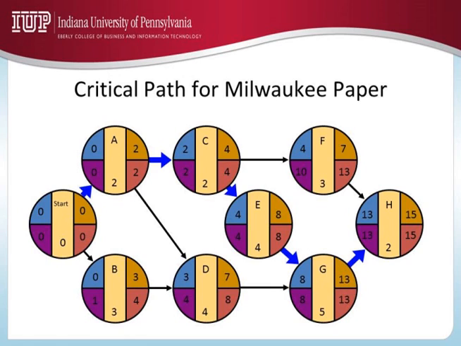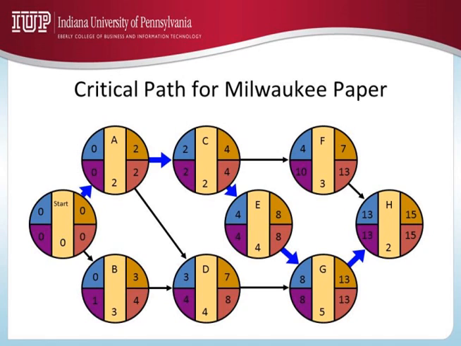Finally, H has two immediate predecessors, F and G. So F is done at 7, but H takes a lot more time to get started because it has to wait for G to be done also, which is at the end of 13. 13 plus 2, 15. That completes the earliest start and earliest finish.